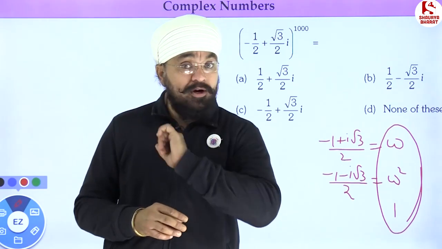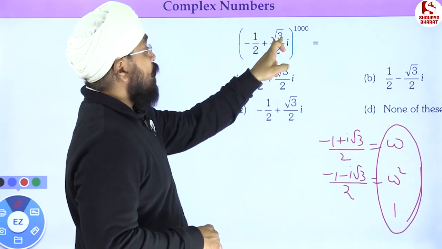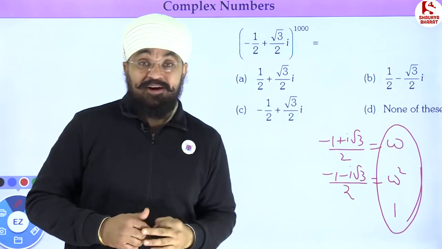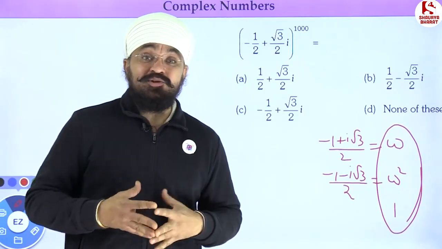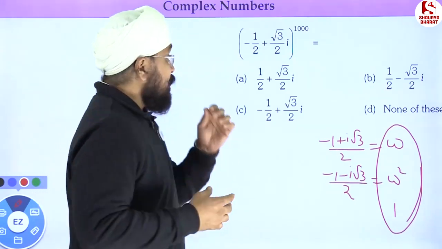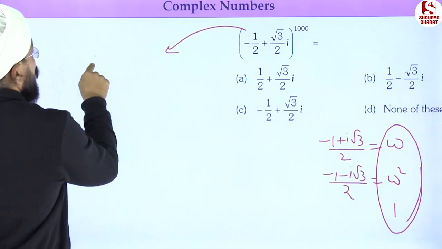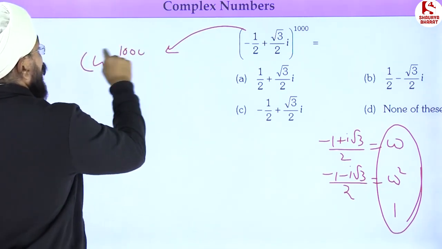They haven't used the word omega, but they have asked you minus 1 upon 2 plus root 3 upon 2 iota whole to the power 1000. Suppose this year you get a question with something to the power 2020, 2021. If any question like that comes, don't worry about it. This is nothing but omega, and this is having power 1000.